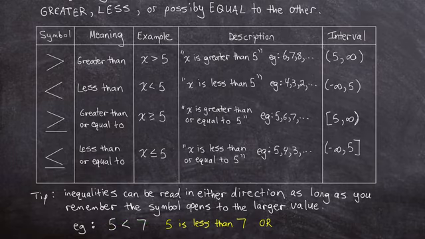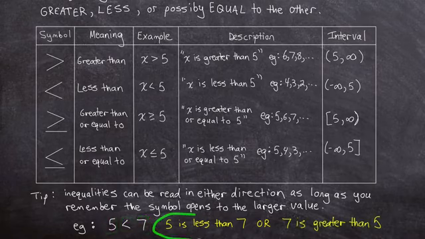But when reading it from right to left, you have to notice that the symbol opens up towards the bigger number. So this inequality is stating that 7 is bigger than 5 because it's opening towards the 7. So in reading from right to left, that's how we would read it. We would read it as 7 is greater than 5.